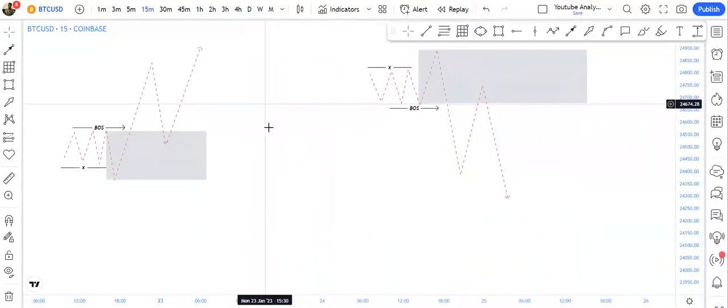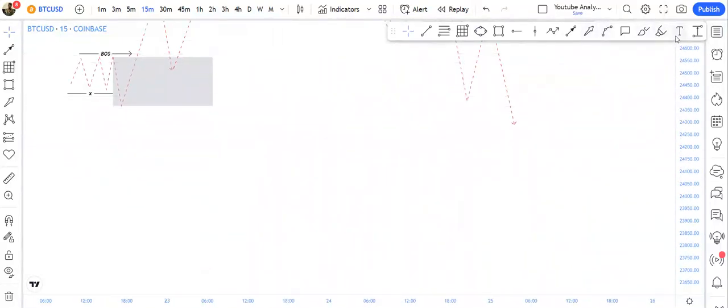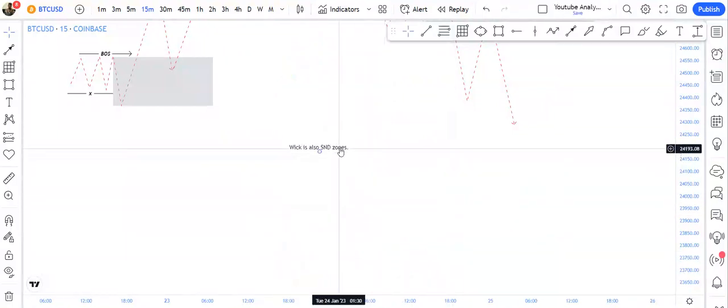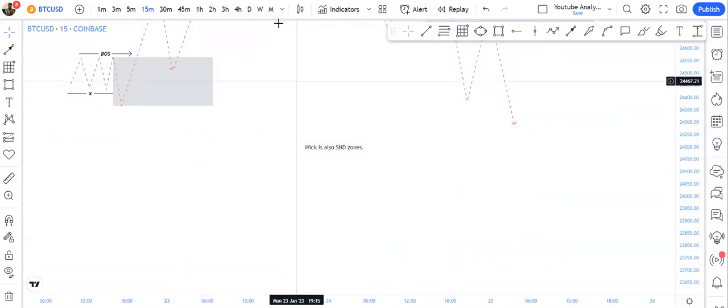Now, I also want to tell you guys this. A wick is also an S&D zone. You have to keep that in mind, because a wick on a higher time frame, like the 1 hour or maybe the 4 hour time frame, is a supply zone on a lower time frame. So wicks are usually supply and demand zones as well.